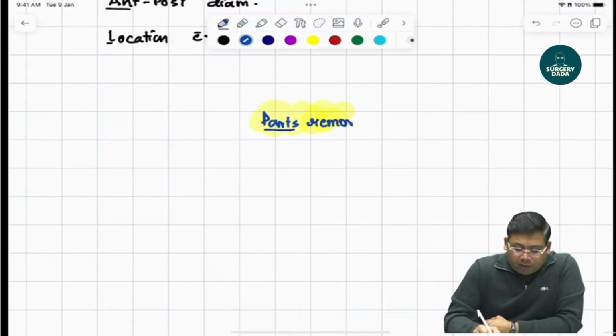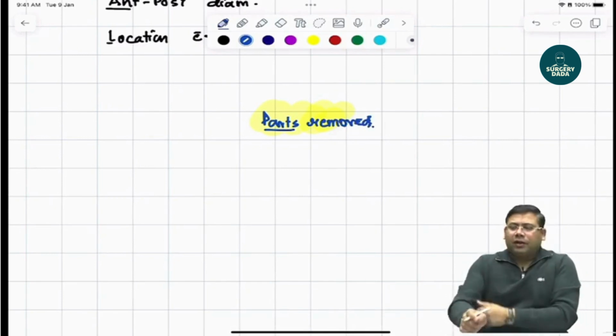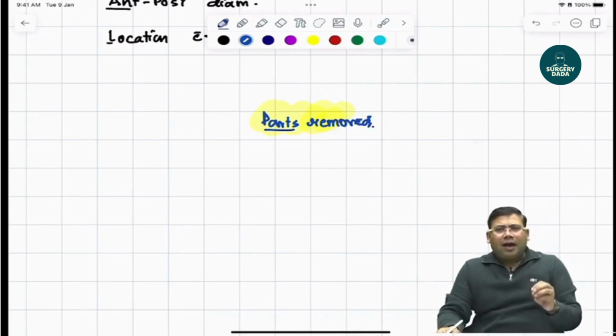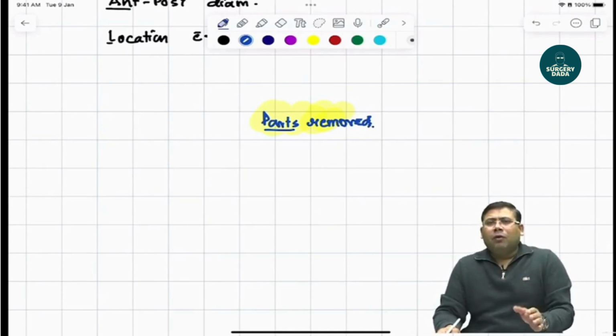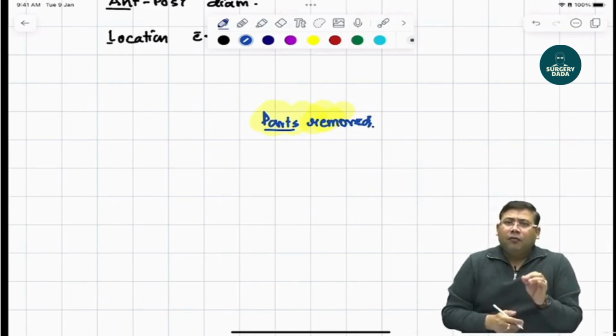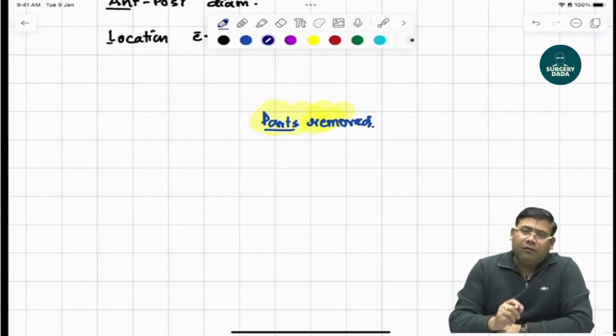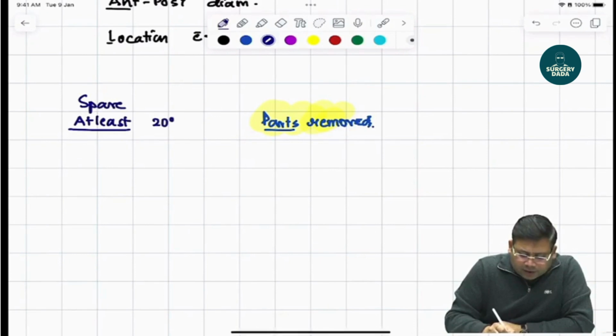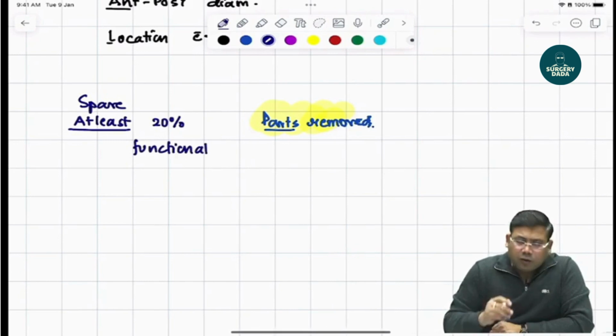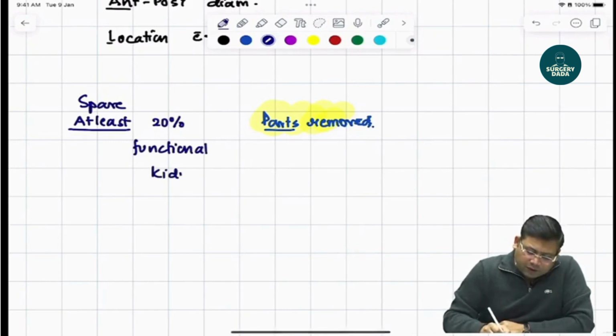Very, very important: parts removed. In partial nephrectomy, you can remove as much kidney as you want, but the leftover portion should be functional, and this is what makes it very important. So you can remove as much as you want, but you have to spare at least 20% functional kidney.